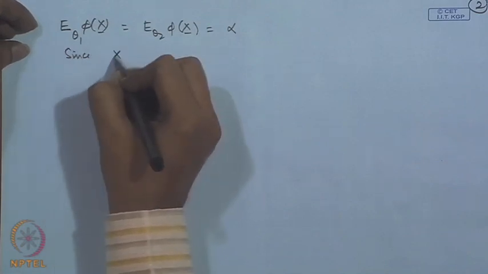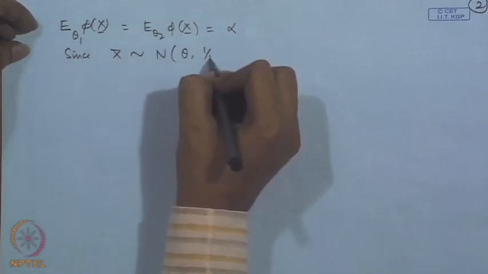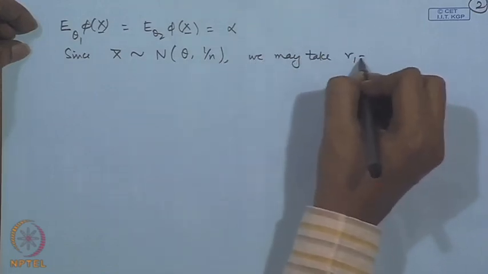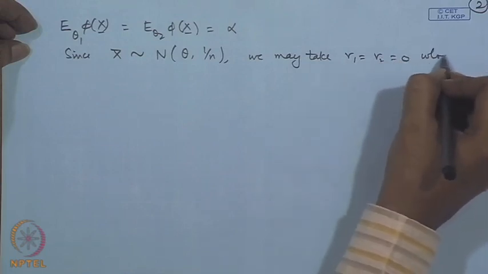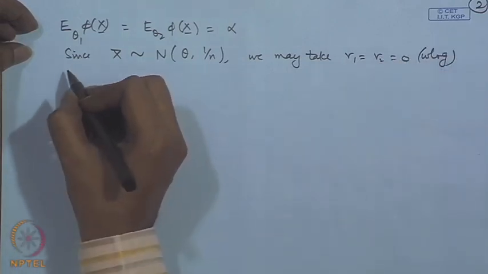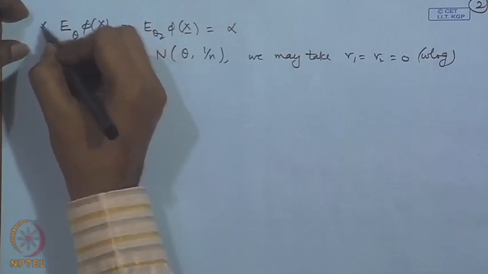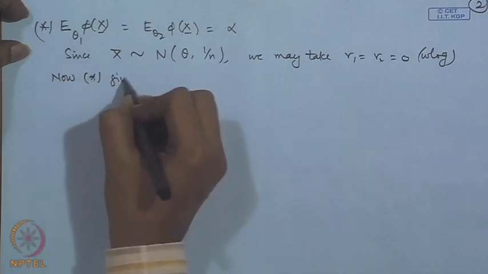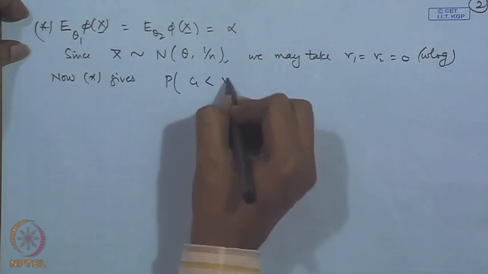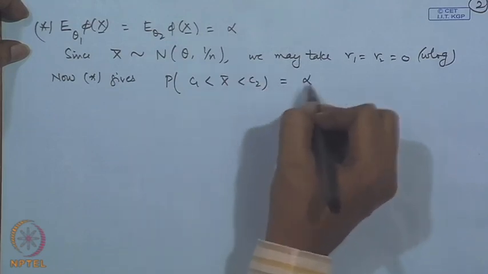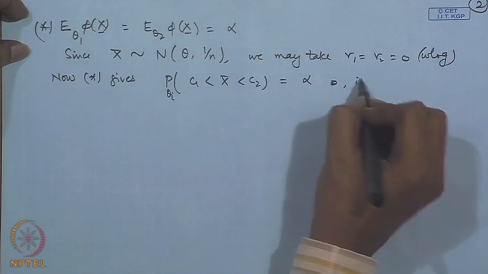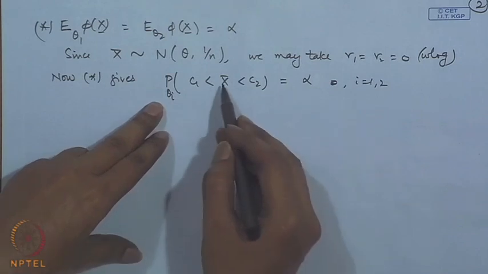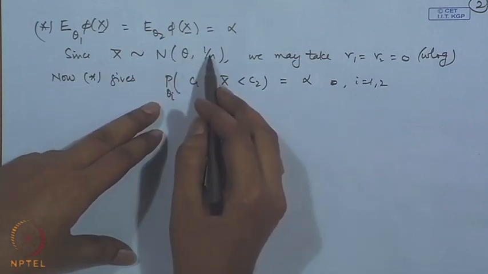Since x bar follows normal theta, 1 by n, we may take gamma 1 equal to gamma 2 equal to 0 without loss of generality. So now we want this size condition star: probability of C1 less than x bar less than C2 is equal to alpha for i equal to 1, 2. Now, when i is equal to 1, x bar follows normal theta, 1 by n.